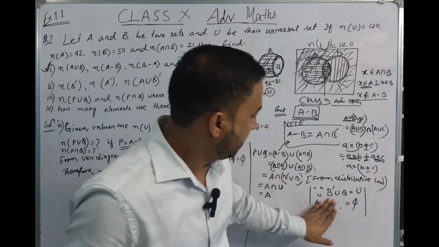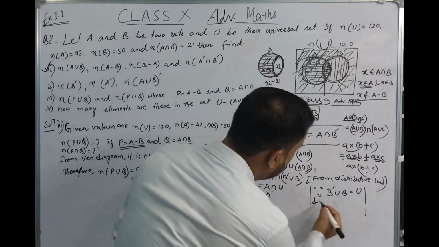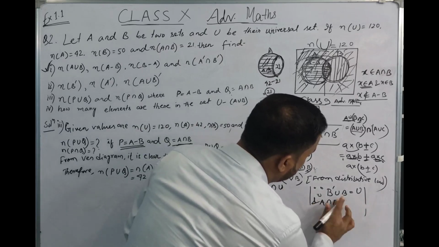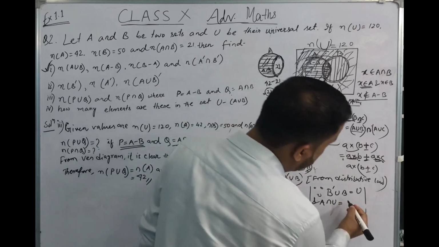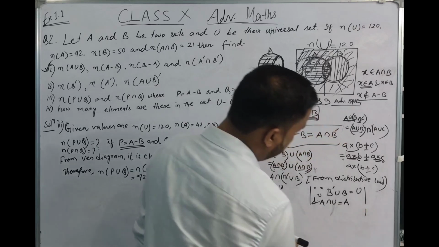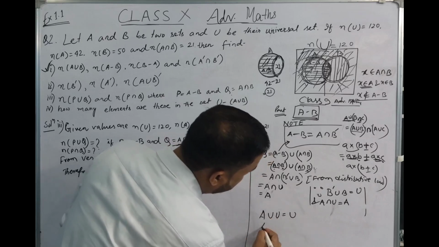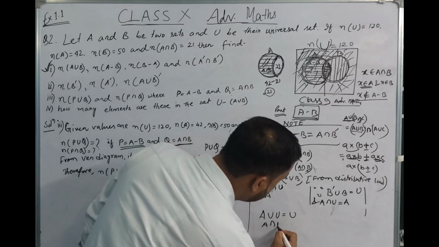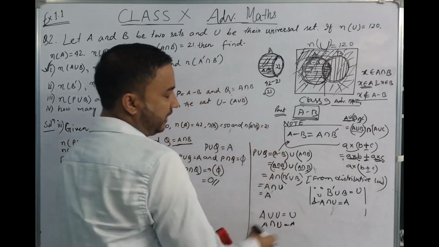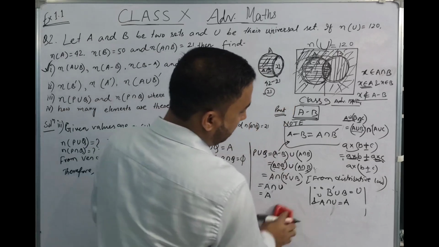Now here, A intersection U. These formulas were all given in class 9. It will be equal to A. If it is A union U, then it will be U. Can you see this thing? A intersection U will be A only. These are there in class 9. You have to remember this thing. Very important.